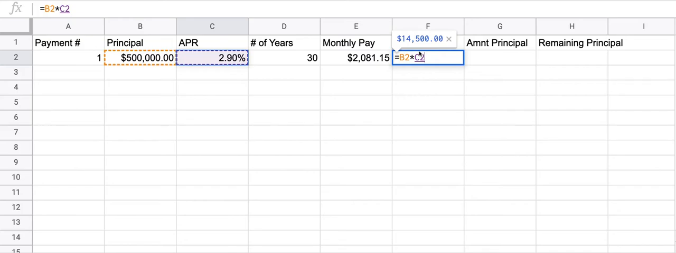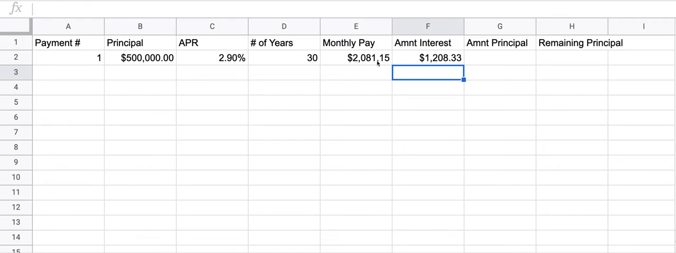But for a mortgage, we are paying every month. So instead of using a yearly payment, we are breaking it down into 12 months. So to do that, we divide by 12. So we have principal times the APR divided by 12. So this tells us that in our monthly mortgage payment of $2,081.15, $1,208.33 of that monthly payment goes towards sending interest to the bank.